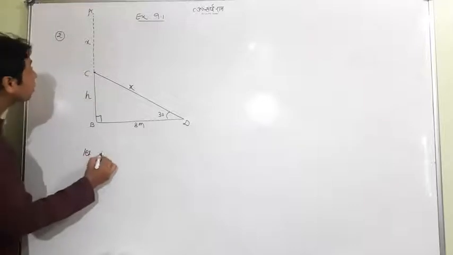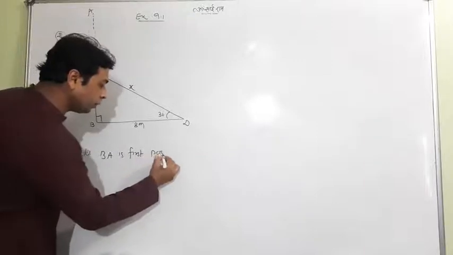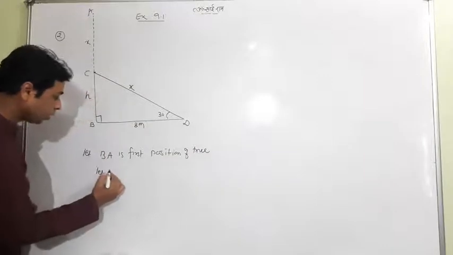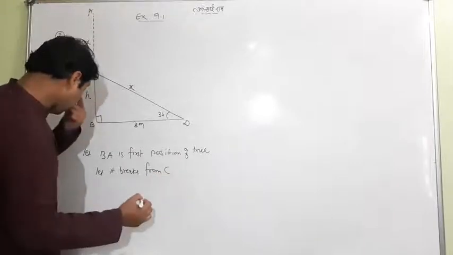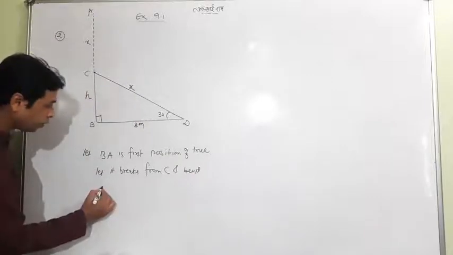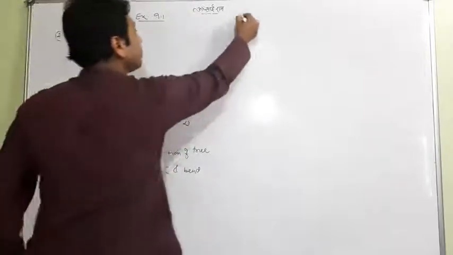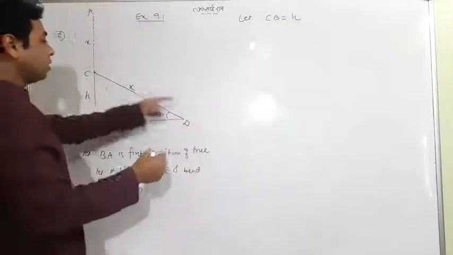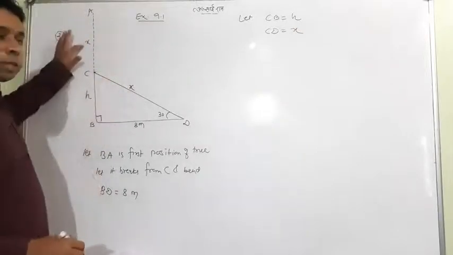I'll write first. Let BA be the first position, the initial position of the tree. Let it break from C and bend. As per the question, BD is equal to 8 meter. Let CB be equal to H and CD be equal to X. We want to find H plus X. We need H and X both.